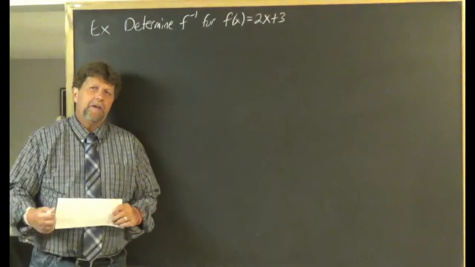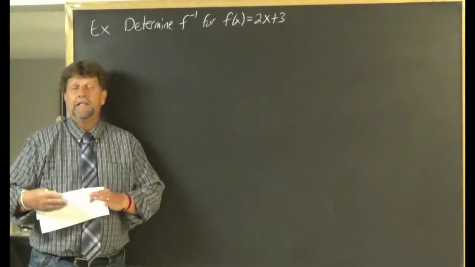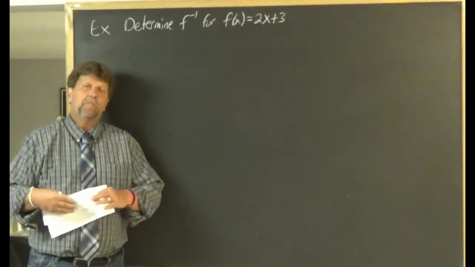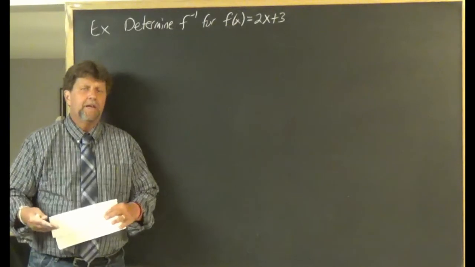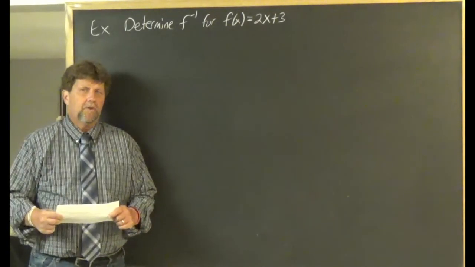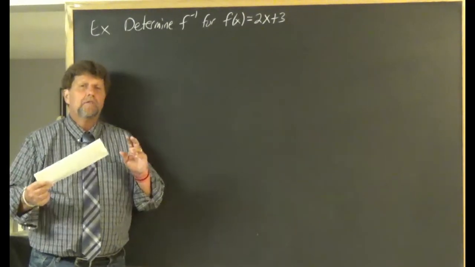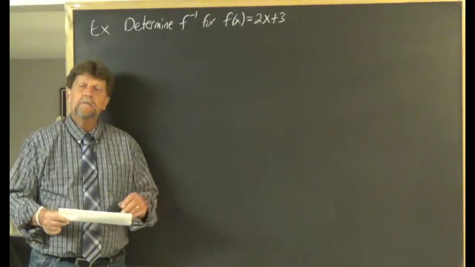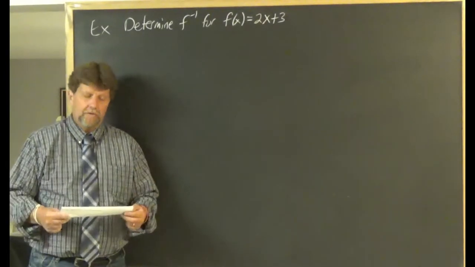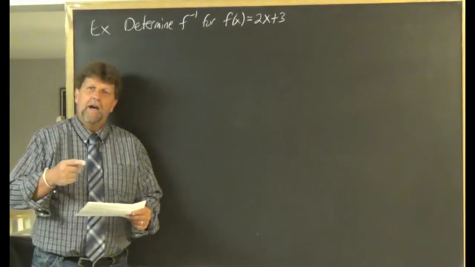All right, the next topic of review is, now that we know when a function is one-to-one and it does have an inverse function, the process we go through to determine the inverse function. So here's a function, f of x equals 2x plus 3. I know it's a one-to-one function because it's a linear function, so I know an inverse function exists. So let's find the inverse function. And you would have seen something like this in college algebra.